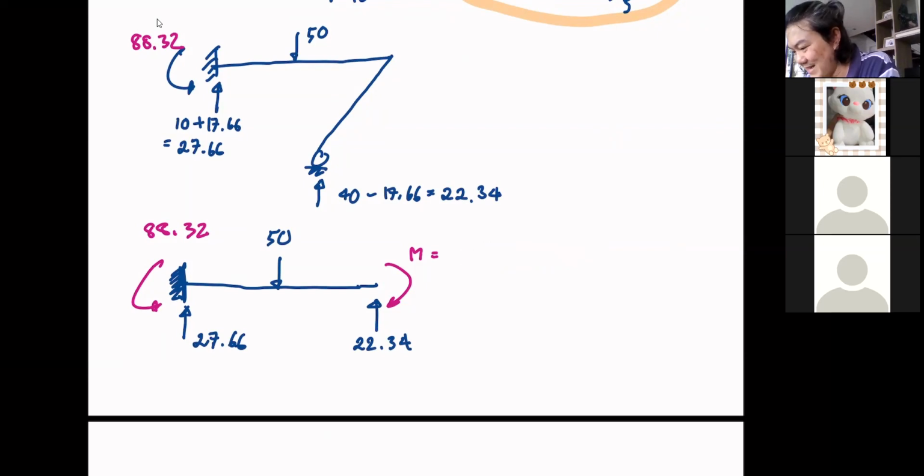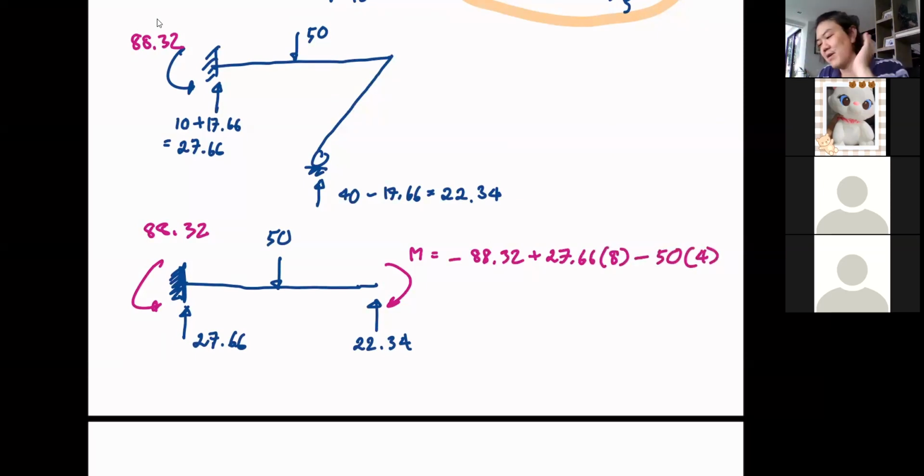So it's minus 88.32 plus 27.66 multiplied by 8 minus 50 multiplied by 4. So that's the correct one. And at the end, the number is minus 67.04. Unit is kilogram meter. So that's a complete free body diagram.